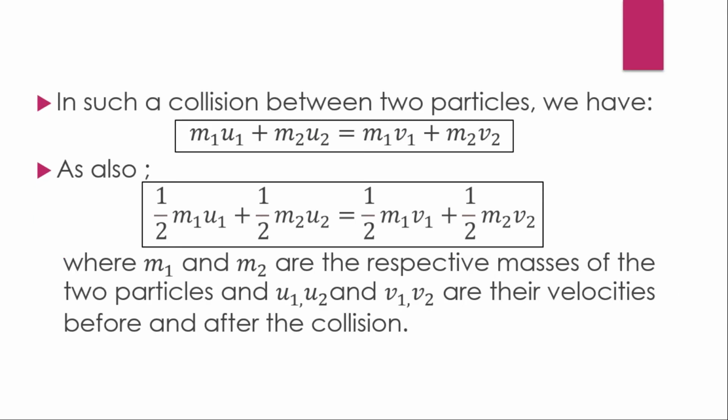So we can formulate this in such a way: collision between two particles, we have m1u1 plus m2u2 equals m1v1 plus m2v2. Also we can write half of m1u1 squared plus half of m2u2 squared equals half of m1v1 squared plus half of m2v2 squared, where m1 and m2 are the respective masses of the two particles and u1, u2 and v1, v2 are their velocities before and after the collision.